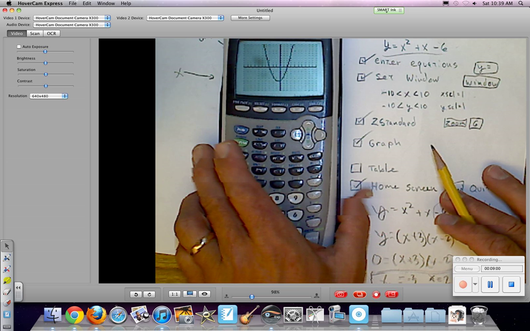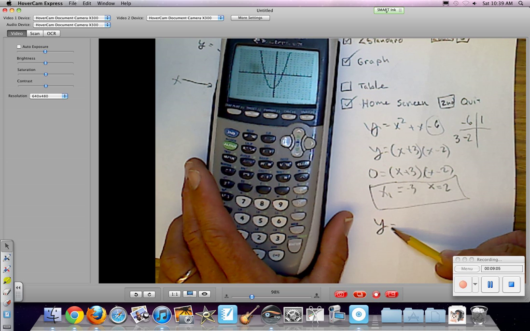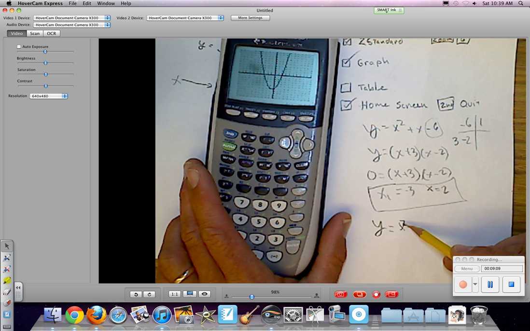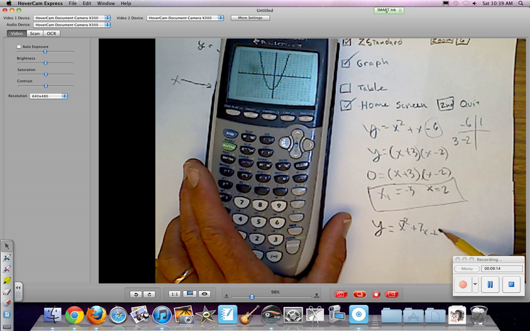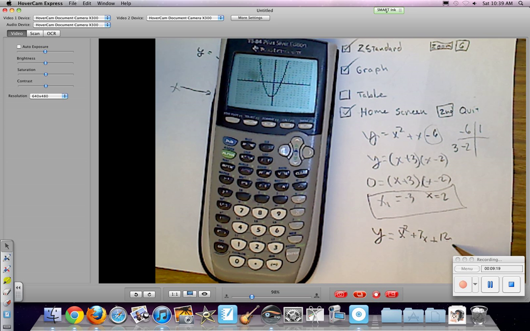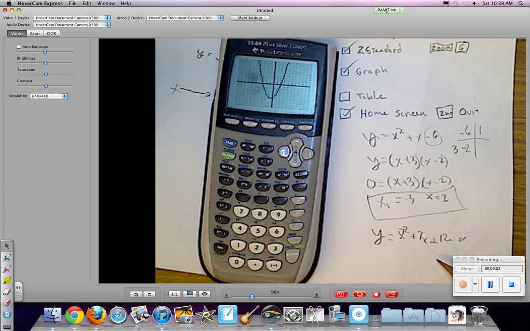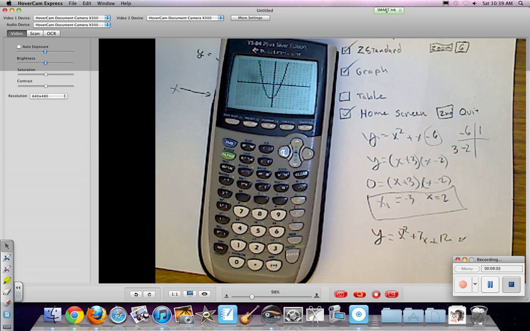All right. So what I want you to do for homework for the rest of the night is graph this equation, y equals x squared plus 7x plus 12. And find the factors of this and see if you can see where it crosses the x-axis. Anyway, so that was an introduction to graphing with the TI-83/84 Plus calculator.